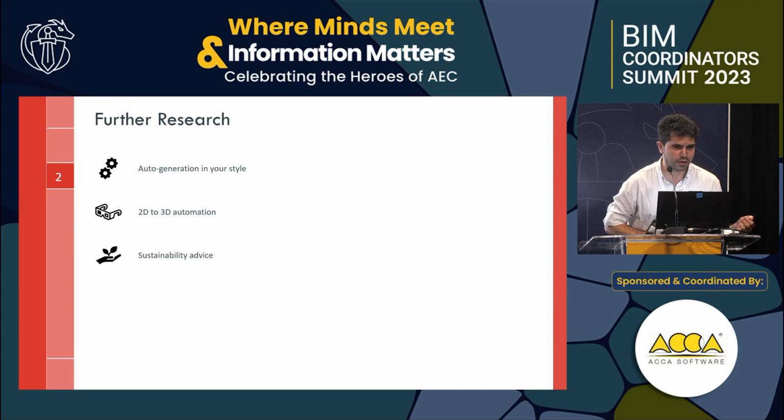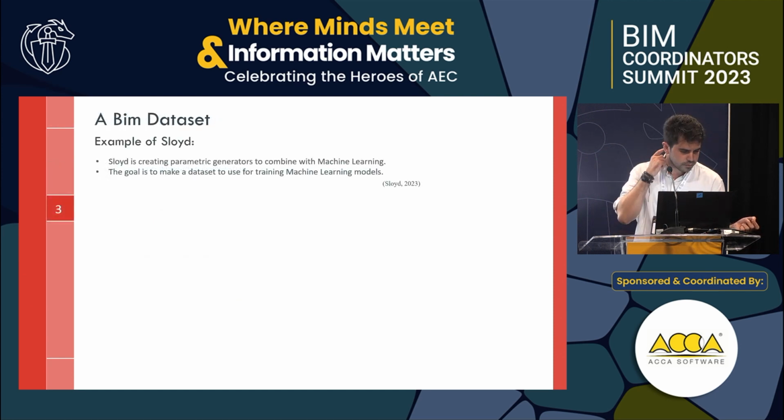You can take sustainability advice. Imagine your AI model checks the geometry of your building, checks the coordinates, and tells you if you use that material, for example, your building is going to be energy efficient. And of course, the recognition of design errors. So there are some examples of people creating data sets.